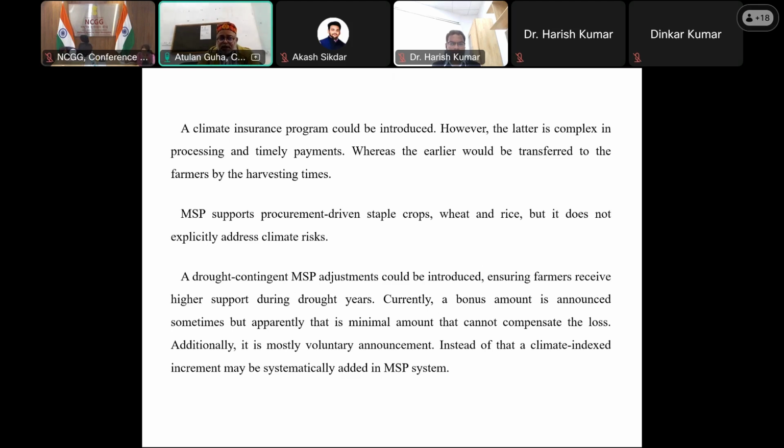And MSP is there. MSP supports procurement-driven staple crops, rice and wheat, but it does not explicitly take into account the climate risk. There is a process in the MSP, a drought-contingent MSP adjustment, but only in the form of a bonus amount. It is announced sometimes, but apparently that is a minimal amount. So if we cannot work out the insurance-based system, maybe when we are fixing the MSP, we need to bring the climatic risk into it. That's a major thing.